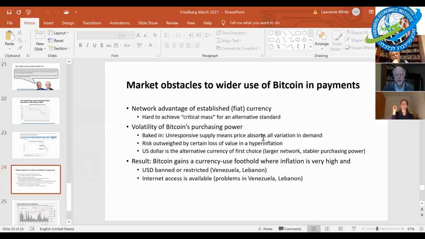So if people get excited about Bitcoin, there's a big run-up in price. If people lose their enthusiasm, there's a big drop in price. And as I mentioned, the US dollar is the alternative currency of first choice. So it's got much less volatility than Bitcoin. So we see Bitcoin getting a little bit of a foothold where inflation is very high, and there are restrictions on the use of the US dollar or any other foreign currency, as in Venezuela and Lebanon. But an obstacle to its wider adoption in those two places is you need internet access to move your Bitcoin, and internet access isn't always available. There are electricity outages in Venezuela and Lebanon.